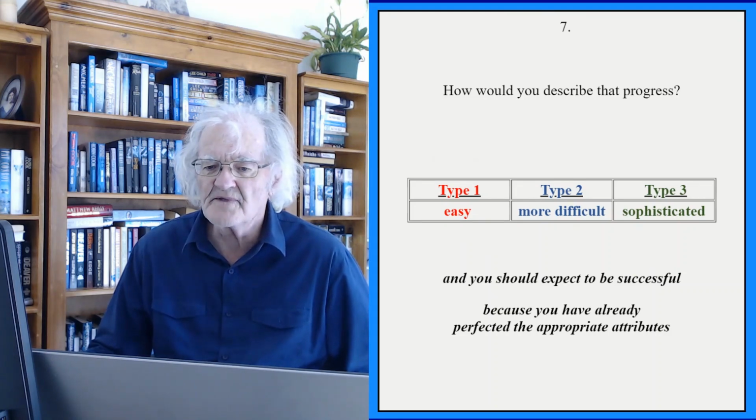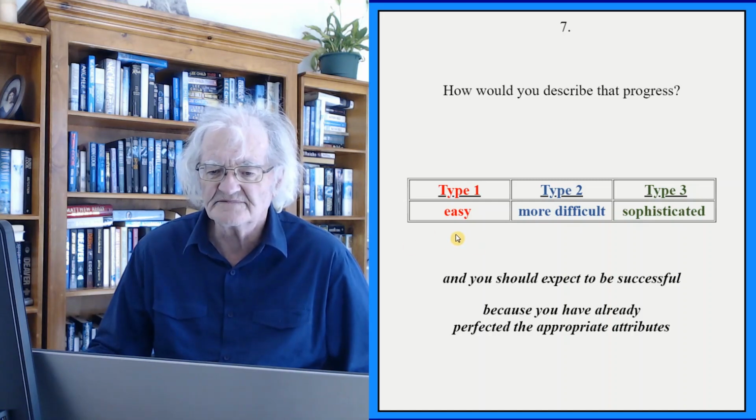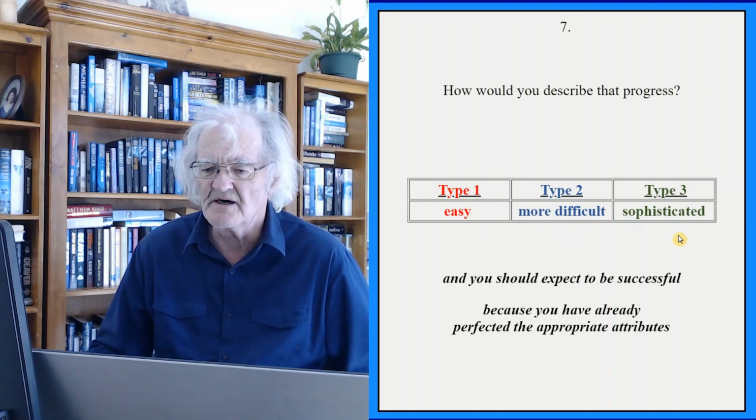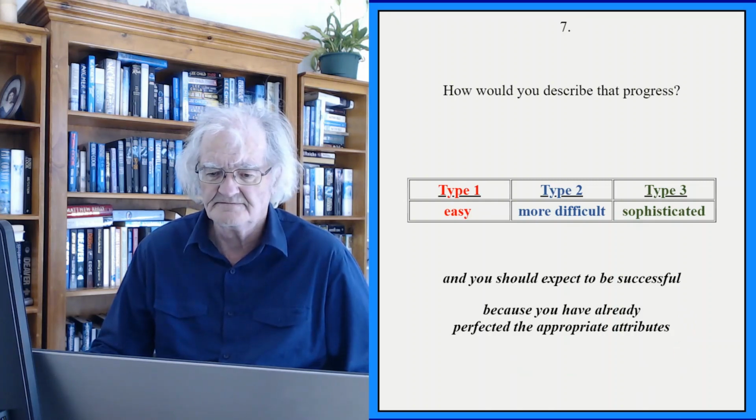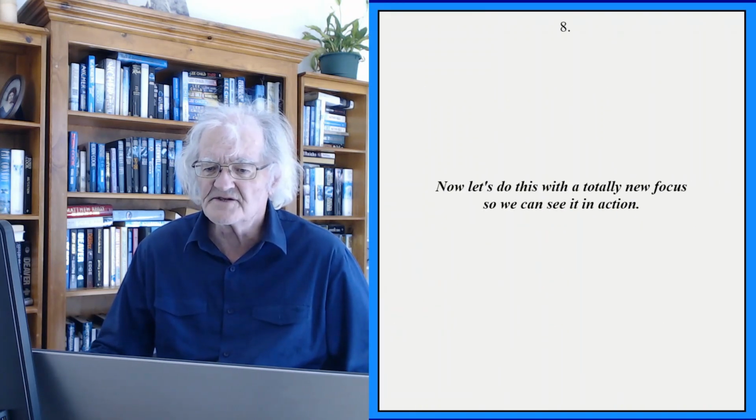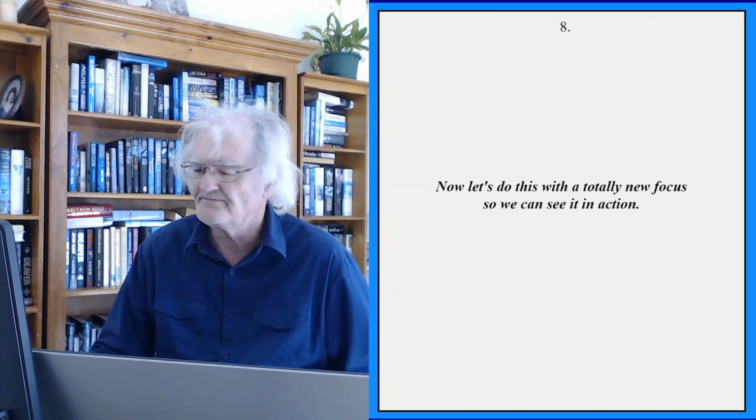How would you describe that progress? Type 1 is easy. Type 2 is more difficult. Type 3 is sophisticated. But because you've done them, you should expect to be successful. You have already perfected the appropriate attributes. Now let's do this with a totally new focus so we can see how it all comes together in action.